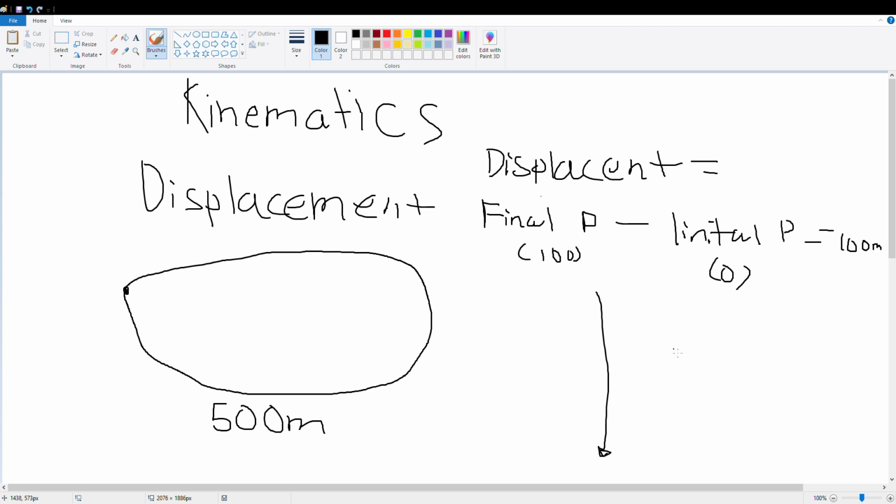Now, displacement can be positive or negative depending on the direction of motion. If an object moves in the positive direction, its displacement would be positive. Conversely, if it moves in the negative direction, its displacement is negative. So here's an example.